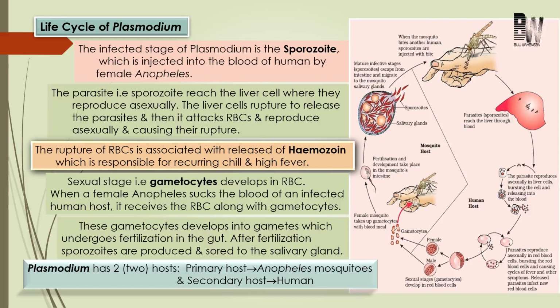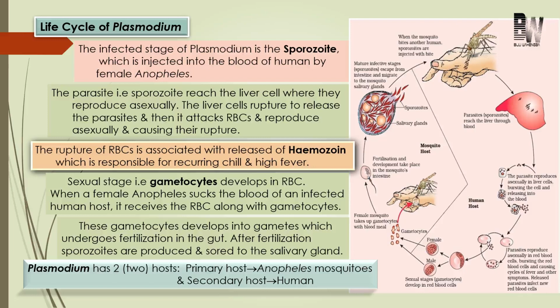And when this RBC breaks down, the breaking down of RBC will be associated with the release of a chemical substance by the name hemozoin. And this hemozoin is responsible for recurring chill and high fever from time to time during malaria. After that, some of the parasites may attack other RBCs also, and some parasites are transformed into another stage, that is gametocyte, in the RBC. So when another mosquito sucks blood from an infected individual, this gametocyte will enter into the mosquito.